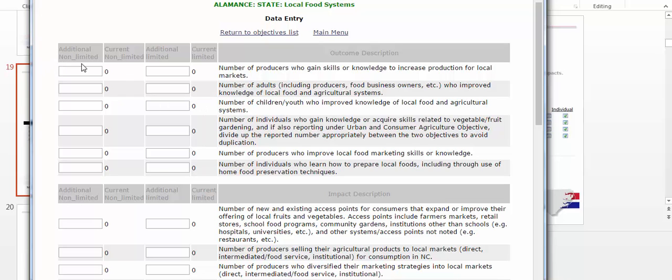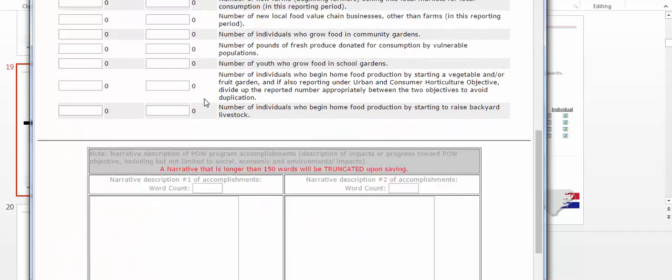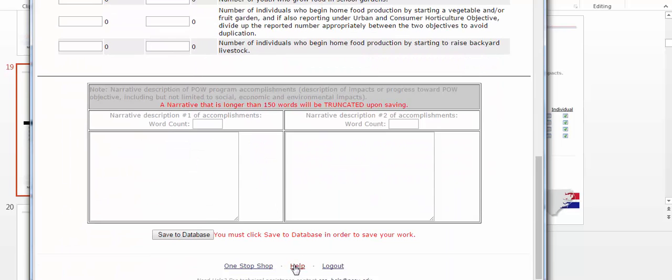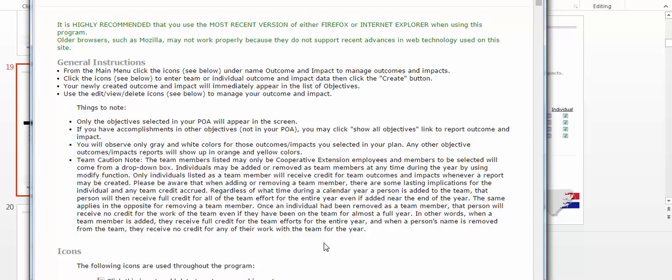For the non-limited and limited resource audiences, the best thing to do there is to go into the help menu and see some of the information. How do you determine that?